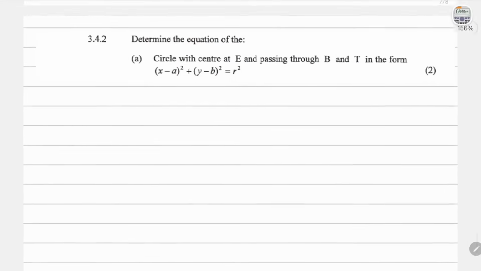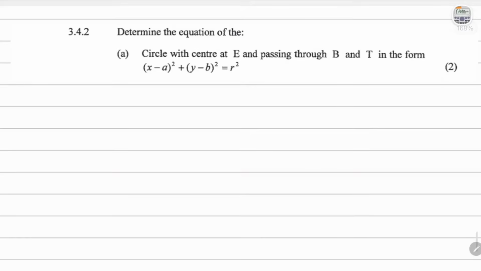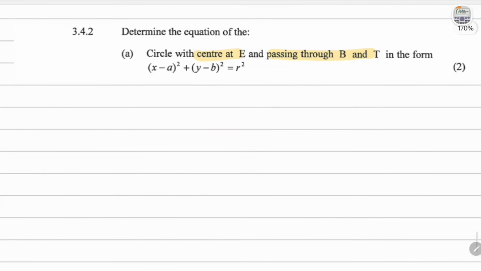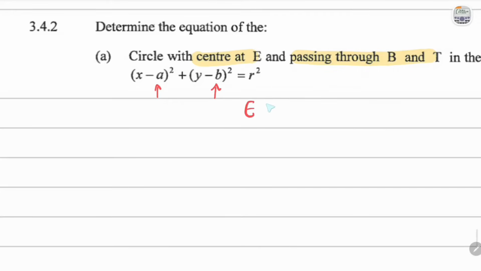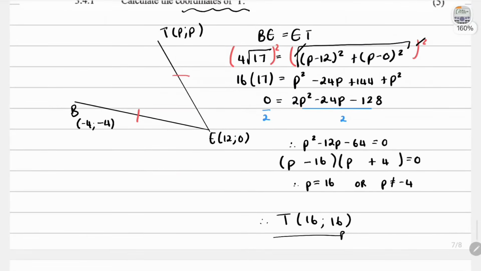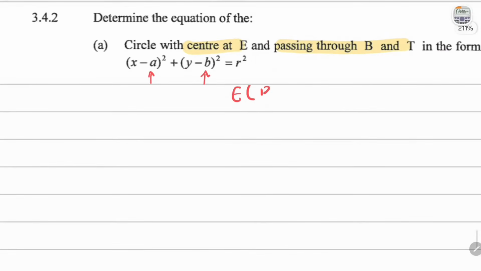Question 3.4.2 says, determine the equation of the circle with the center at E that passes through B and T, and we need to determine this in the standard form of the equation of a circle. With the standard form, remember that the coordinates a and b are the coordinates of the center. So that's where E's coordinates will go. We know that E is 12 and 0, so that's a and that's b.